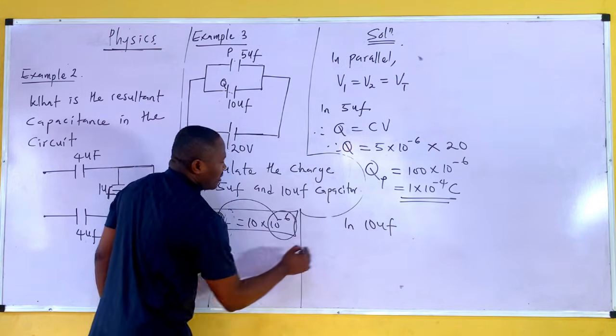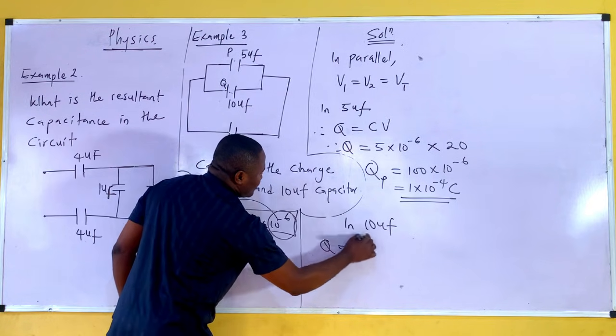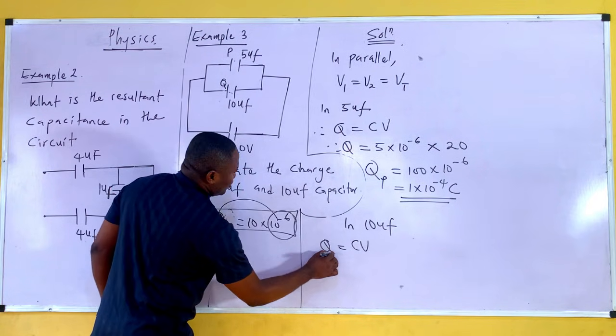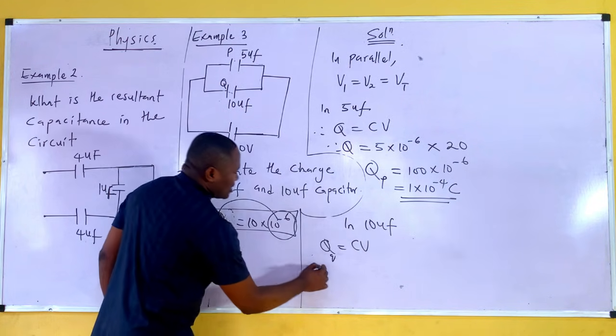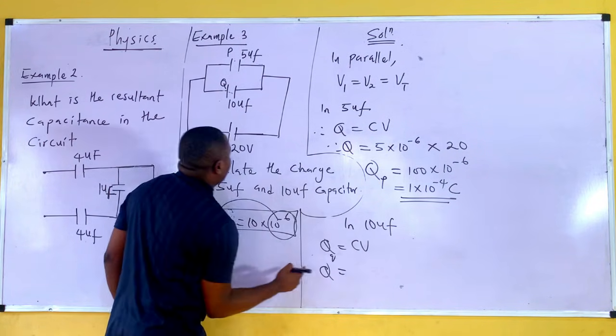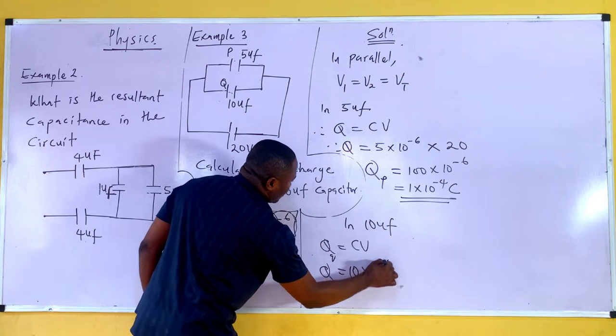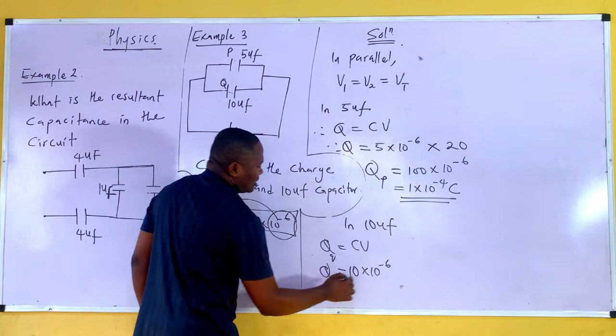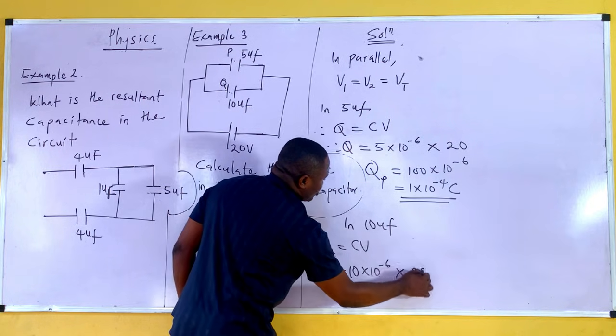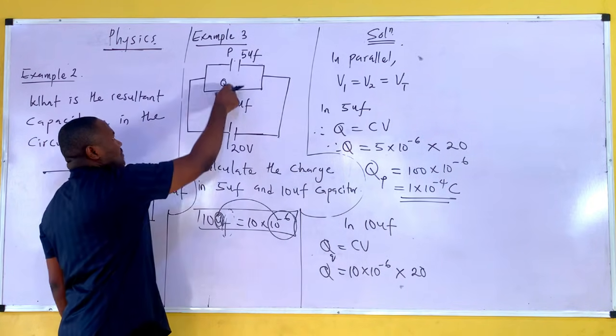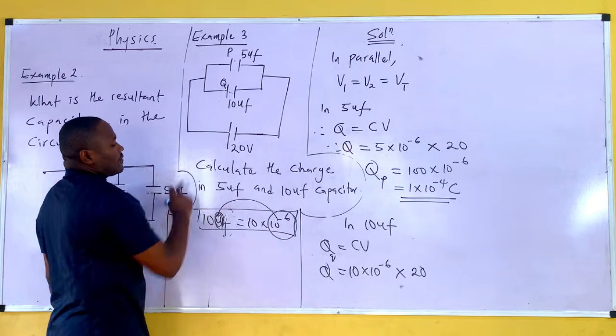In 10 microfarad, I'll say Q equals CV. Now, this is for Q also. What's this equal to now? What's our capacitance? 10 microfarad. That's 10 times 10 raised to the power minus 6. Then times, what's the voltage? 20. They have the same voltage, which is equal to the total voltage.